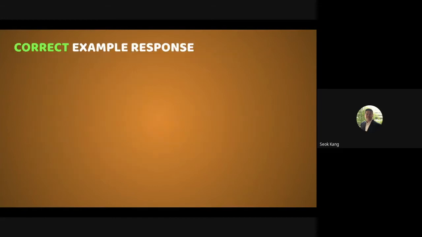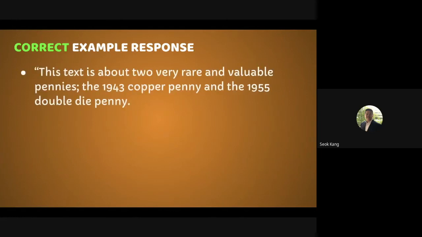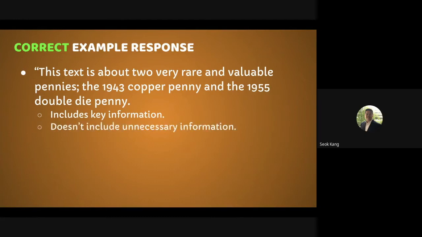So a correct example of a summary is: this text is about two very rare and valuable pennies, the 1943 copper penny and the 1955 double die penny. This one is short. It gets straight to the point. It includes the key information like the 1943 copper penny and the 1955 double die penny. It has the main idea, which is that the text is about two very rare and valuable pennies, right? And most importantly, it's in complete sentences. Hopefully this makes a bit more sense.